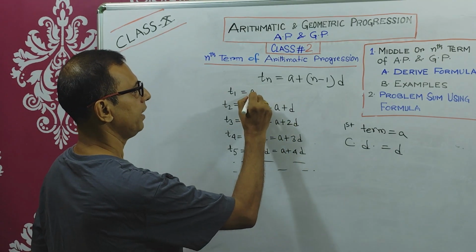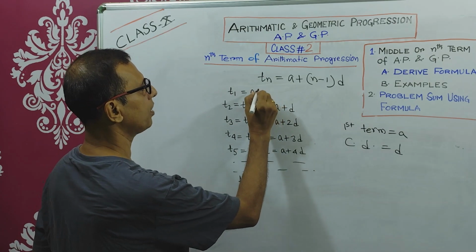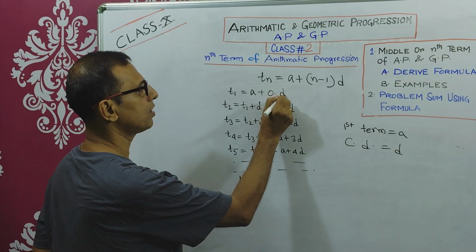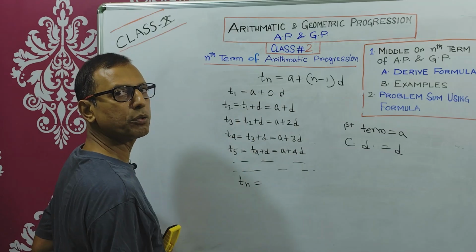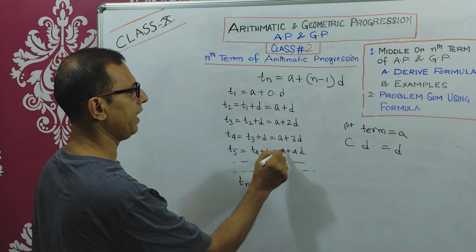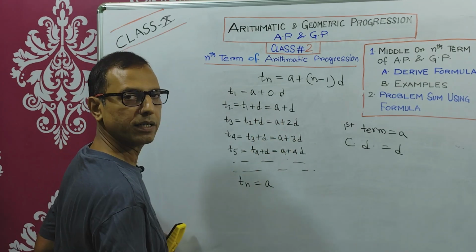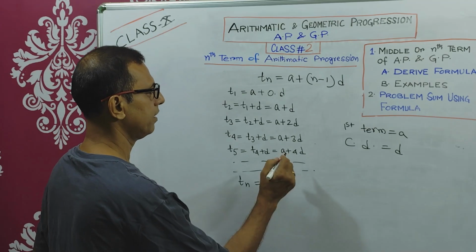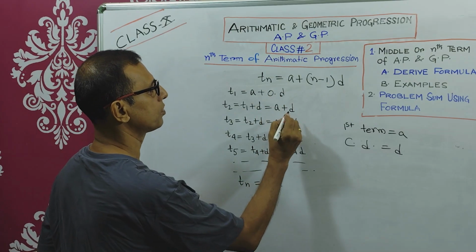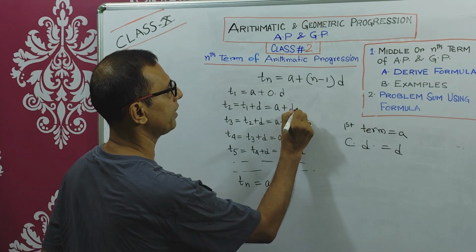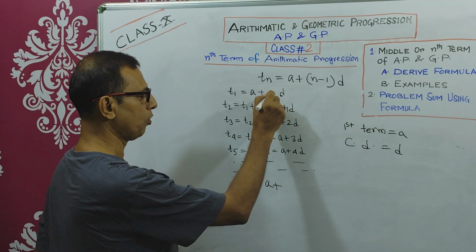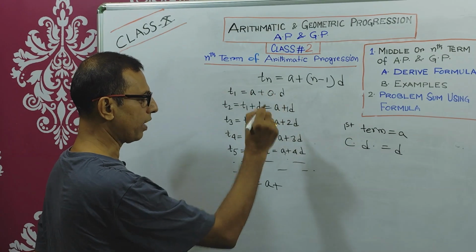so see this series. If I see a, I can write a equals a plus 0 into d, right? So if you see the pattern, everywhere it is a, so for Tn first we write a, plus we can see the multiplier of d starts with 0. Here it is 0 into d, here it is 1 into d, here it is 2 into d, 3 into d, 4 into d. So it starts with 0. First term is 0. So what will be the nth term?